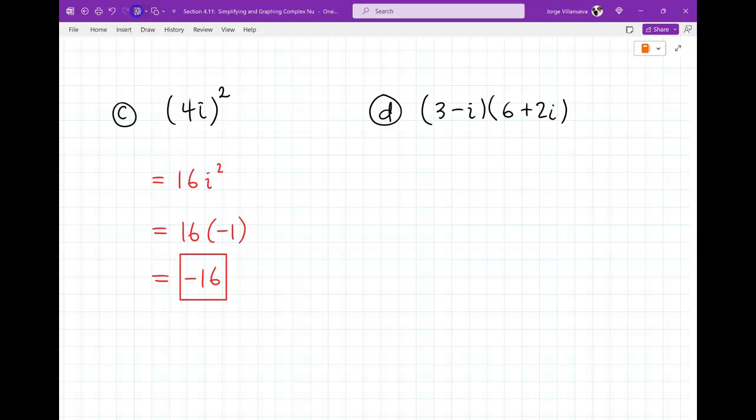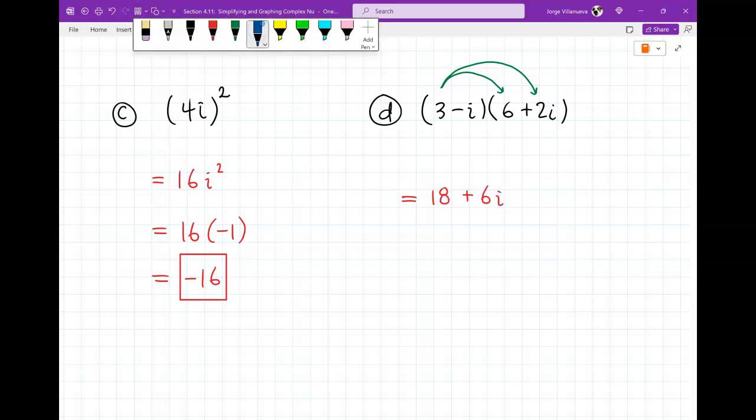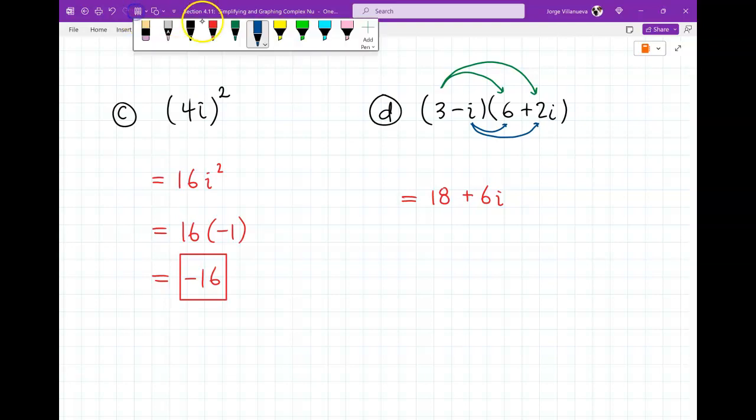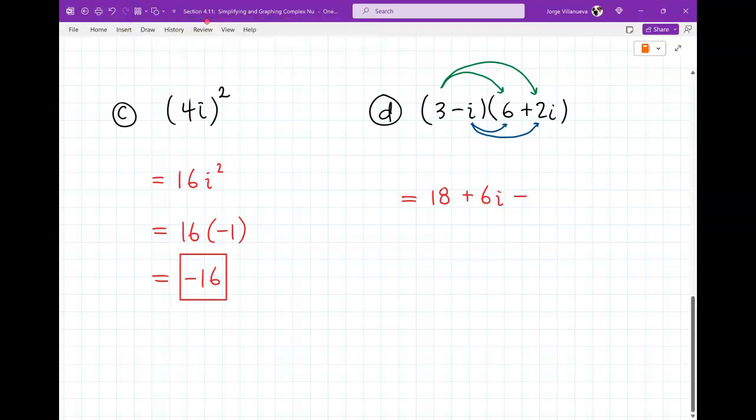Okay, so I am going to multiply 3 times 6 and 3 times 2i first. So let me do that. So 3 times 6 is 18. 3 times 2i is 6i. And then I'm going to multiply negative i times 6 and negative i times 2i. So negative i times 6 is negative 6i. And negative i times a positive 2i is a negative 2i squared.